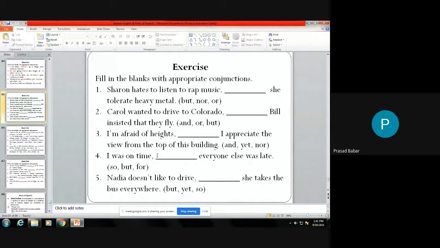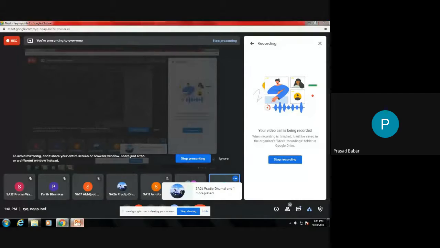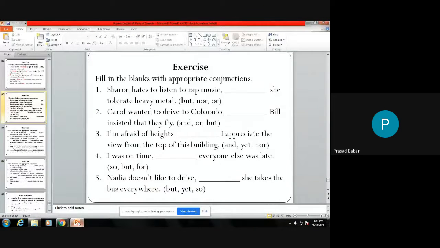So here but is the correct conjunction that we will use here. Then the next example, see the next example. Carol wanted to drive to Colorado, dash dash, Bill insisted that they fly. What is the correct option? And, or, but. These are the three choices you have. Carol wanted to drive to Colorado, dash dash, Bill insisted that they fly.